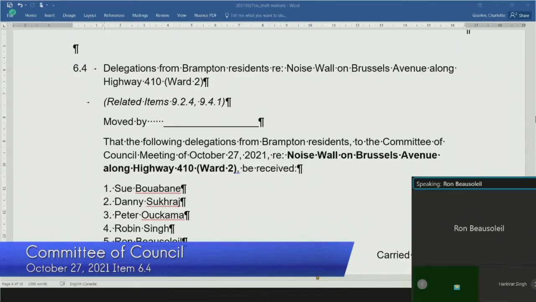Let me double check. I think that might be Mr. Chair, I believe that's correspondence 9.2.4. Yeah, we do have it. You don't need to read that. Don't need to read that? Okay. You should have Sue's as well.